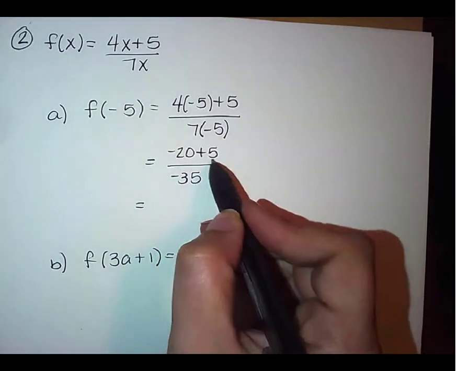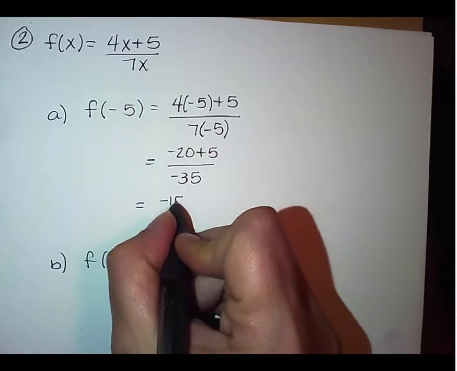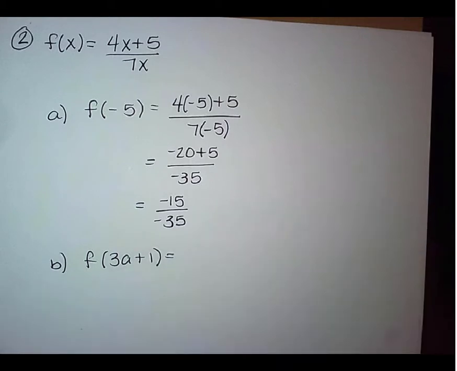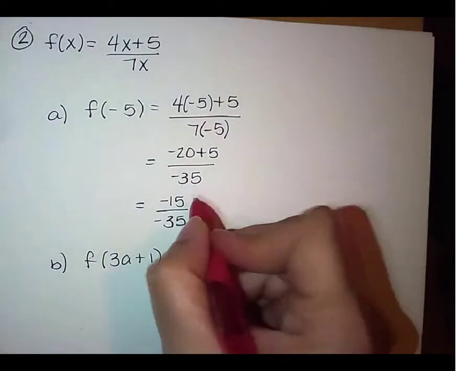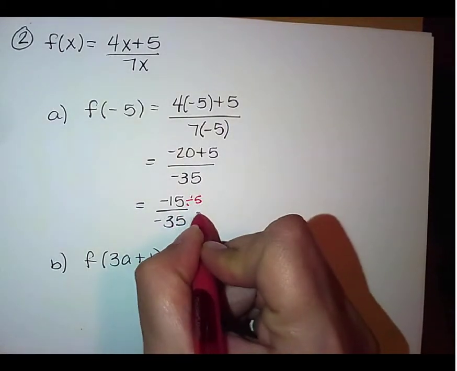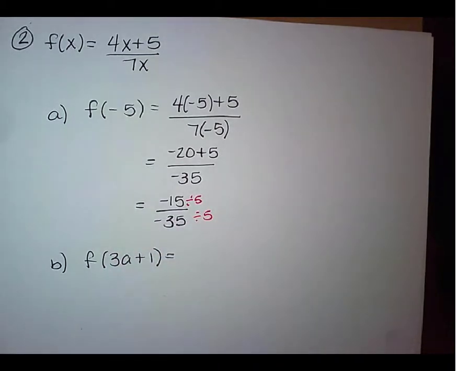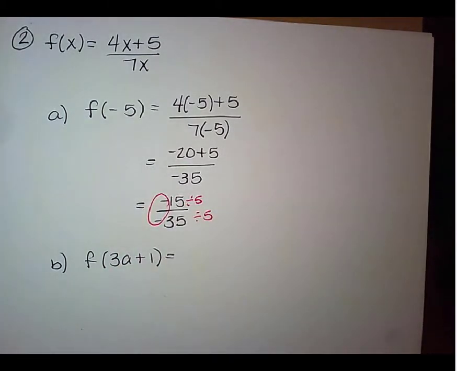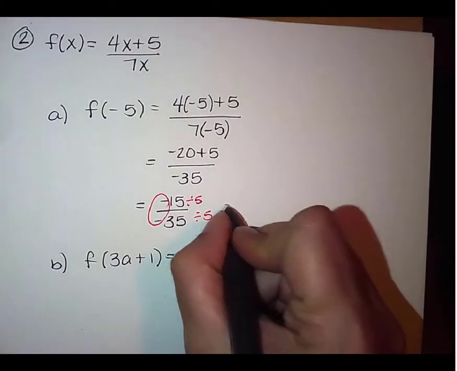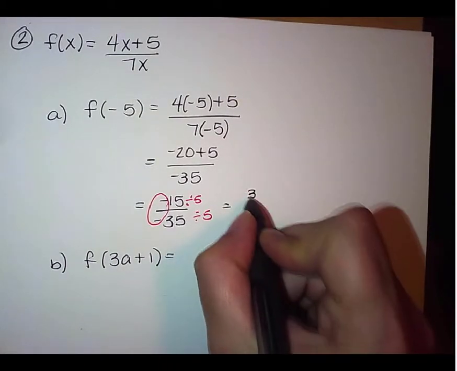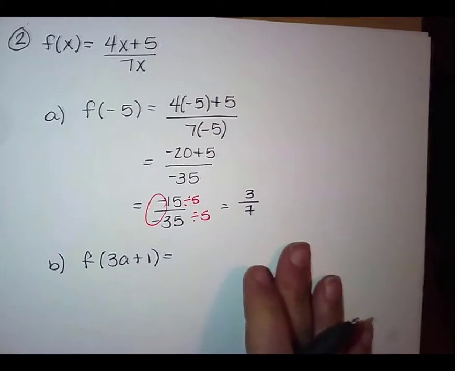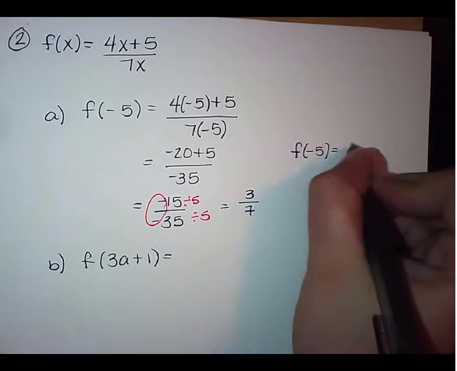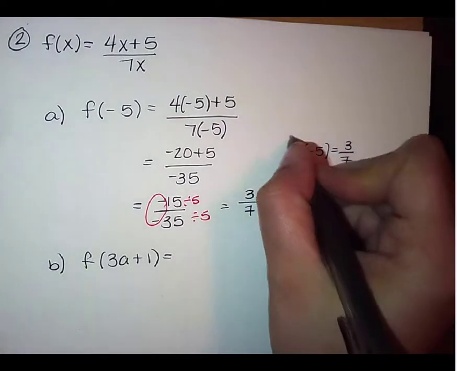A negative 20 plus 5 is going to give us negative 15 over negative 35. And we can definitely reduce that. We can divide out a 5, both top and bottom. And the other thing we can do is that we have a negative divided by a negative, which is a positive. So this is going to reduce down to 3 over 7. So we can write it out over here. f at negative 5 is equal to 3 over 7.